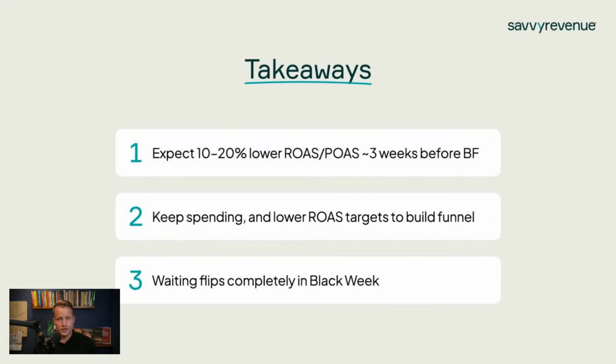So the takeaway from this section is to expect 10 to 20% lower ROAS/POAS up to 3 weeks before Black Friday. Keep spending at lower ROAS targets to build the funnel. Going into Black Week with too high a ROAS target, even if it's the same thing you run all year long, is a negative. You're going to come in with less traffic, less funnel, and too narrow bidding to actually gain the volume that you want during Black Week.